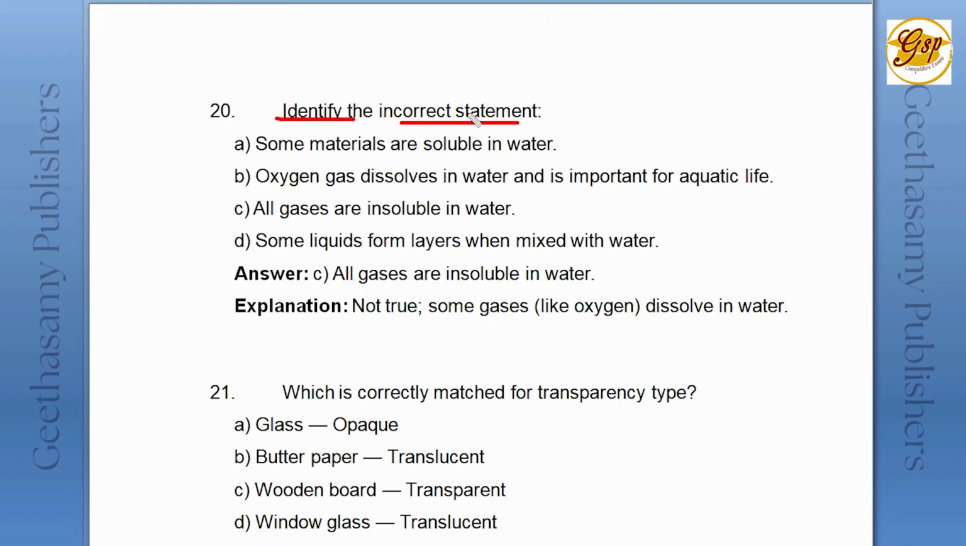identify the incorrect statement. Some materials are soluble in water. Oxygen gas dissolves in water and is important for aquatic life. All gases are insoluble in water. Some liquids form layers when mixed with water. Answer: all gases are insoluble in water. That is C. Explanation: it's not true. Some gases like oxygen dissolve in water. Fine. Okay.